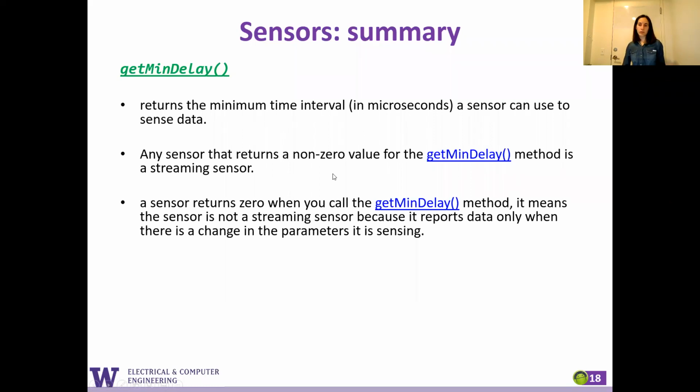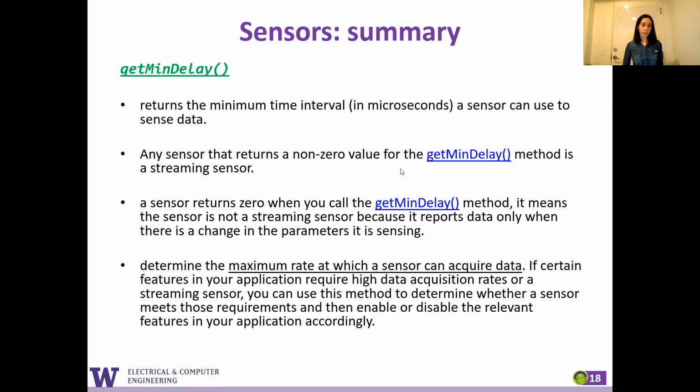Yes, and depending on the value, it can give you the definition of whether the sensor is a streaming sensor or not. A sensor that is not streaming returns 0 for the get minimum delay, and it will only report data when there is a change in the parameter. For example, the step sensor is non-streaming because it only produces a value reading when there is a change.